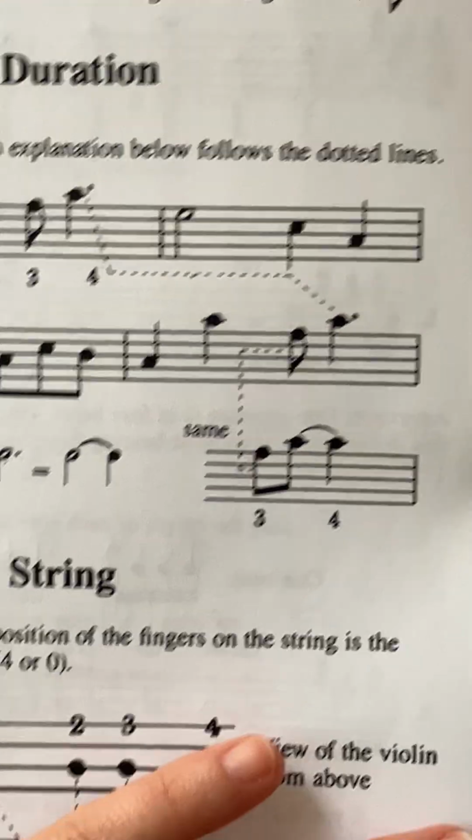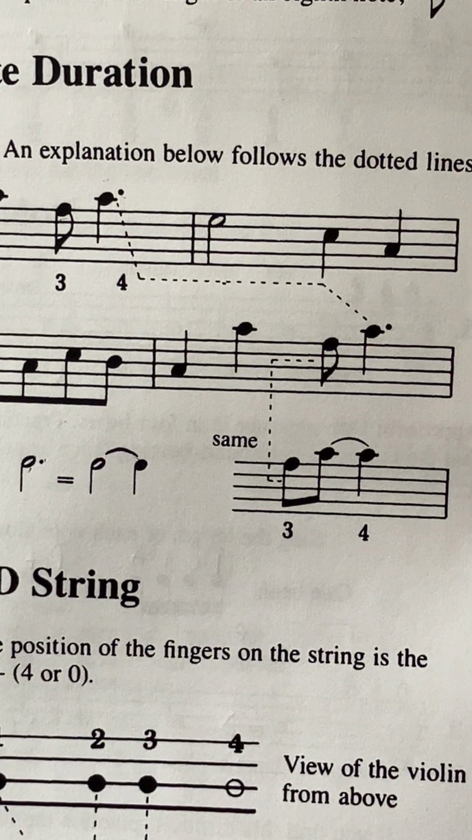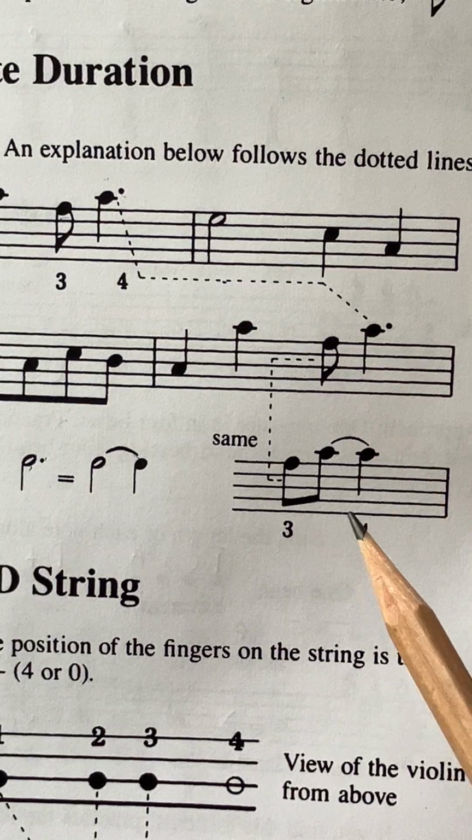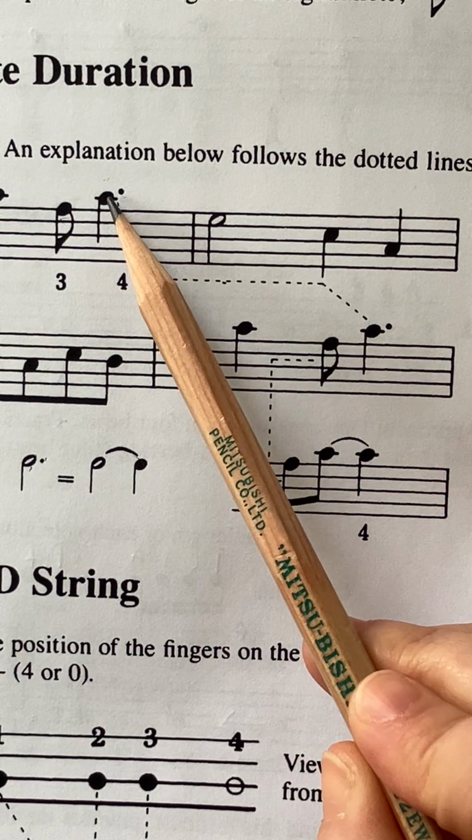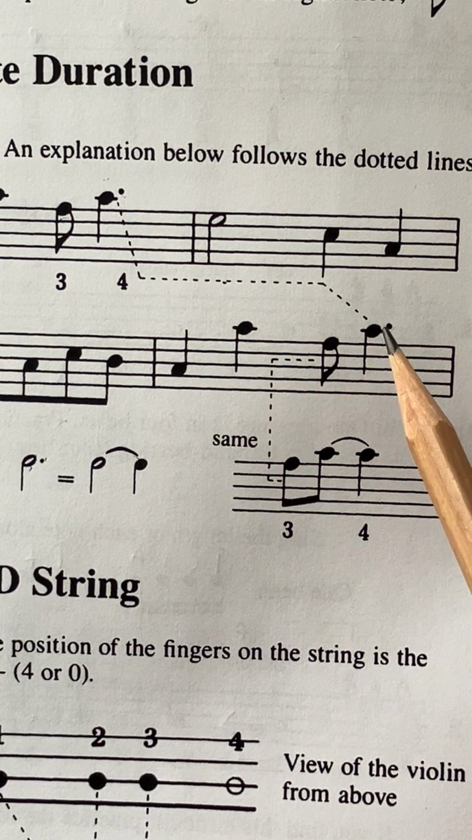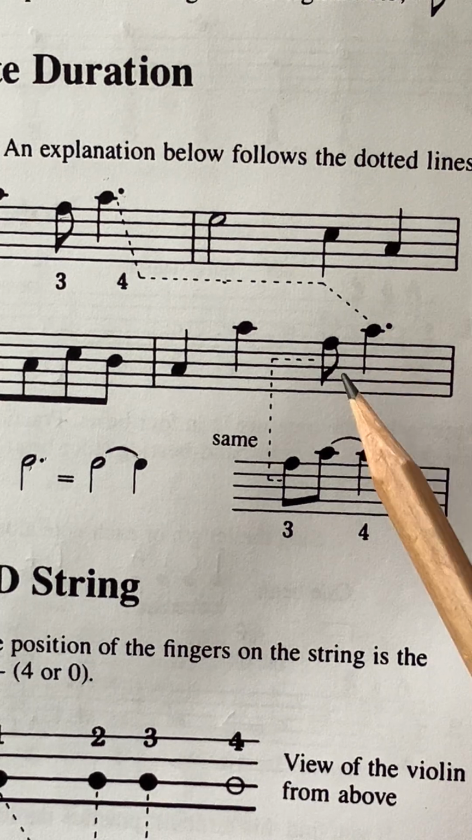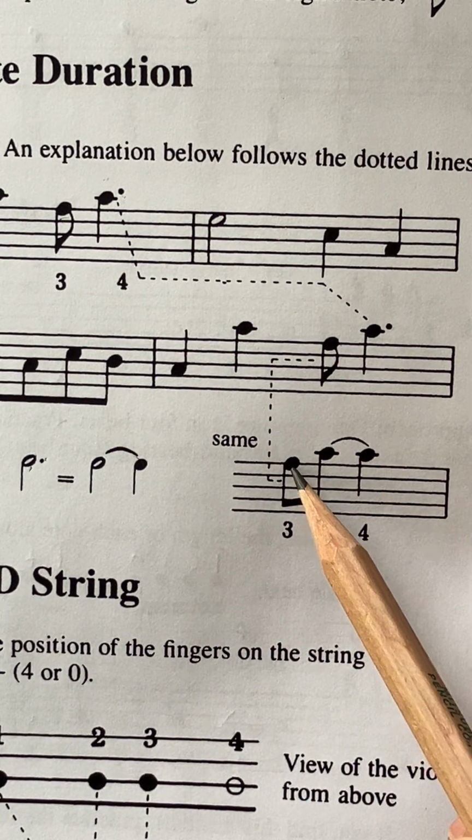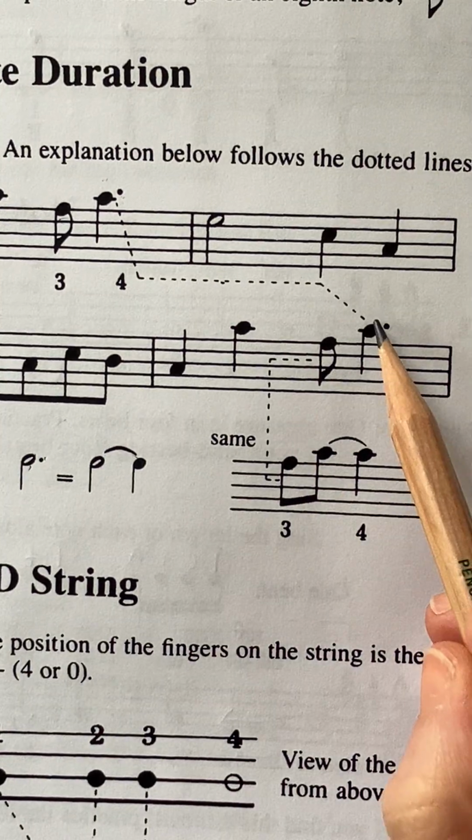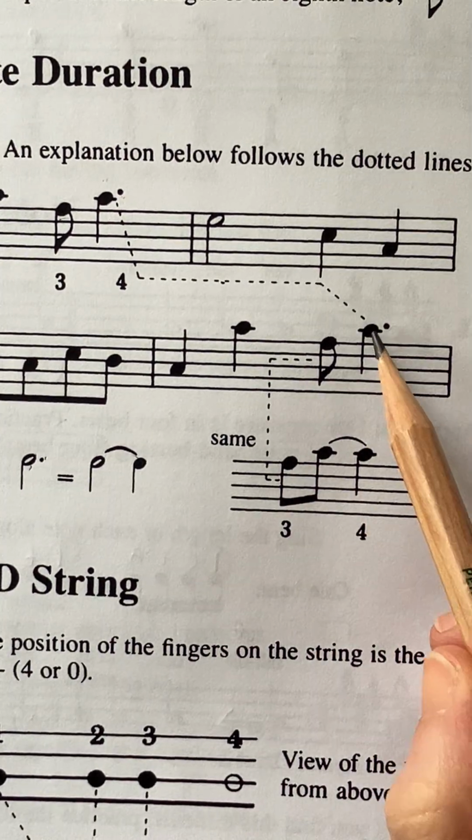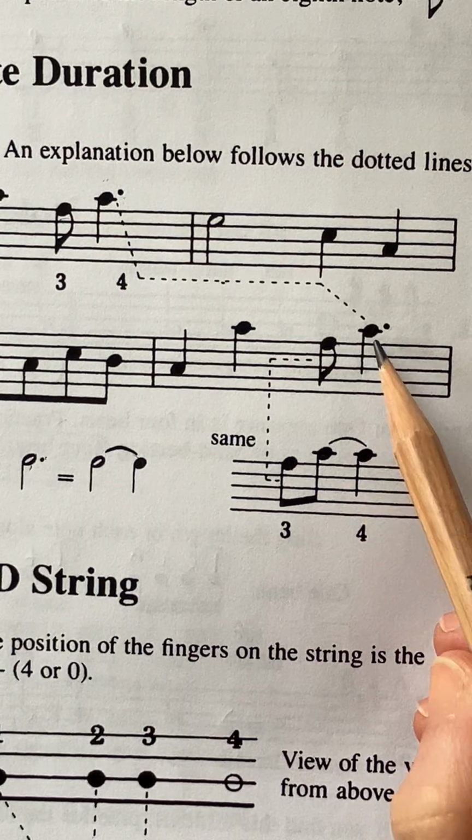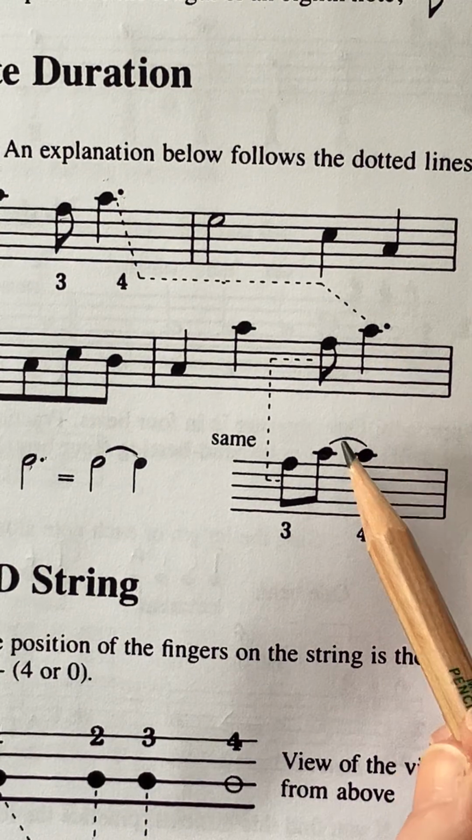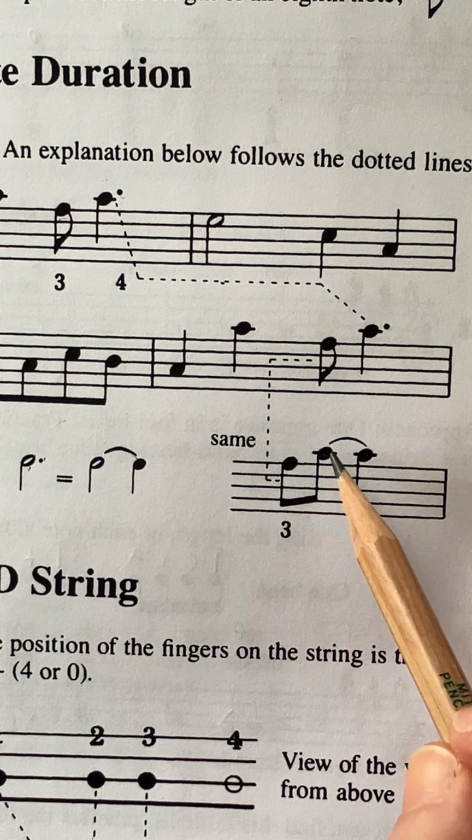Next measure. Okay, we have a new marking here, so an explanation follows below. We're going to follow the dotted lines. So we have this dotted quarter note. Same here, same condition, same here. Everything's the same. They're showing that we have the single eighth note followed by another eighth note and a quarter note to make up this dotted quarter note. You see that? Remember, a dotted quarter note is worth a quarter note tied to an eighth note.